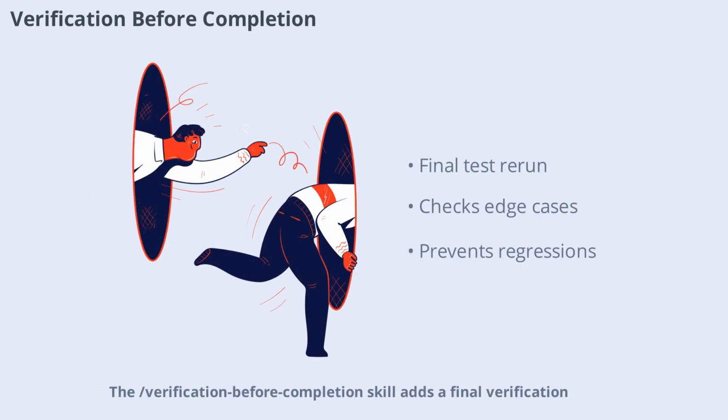The verification before completion skill adds a final verification loop before Claude considers a task done. It reruns relevant tests, checks edge cases, and ensures no regressions. For example, after fixing a bug in order discount calculation, Claude automatically tests boundary cases and verifies all previous tests still pass. This extra layer of assurance helps you deliver reliable code every time.